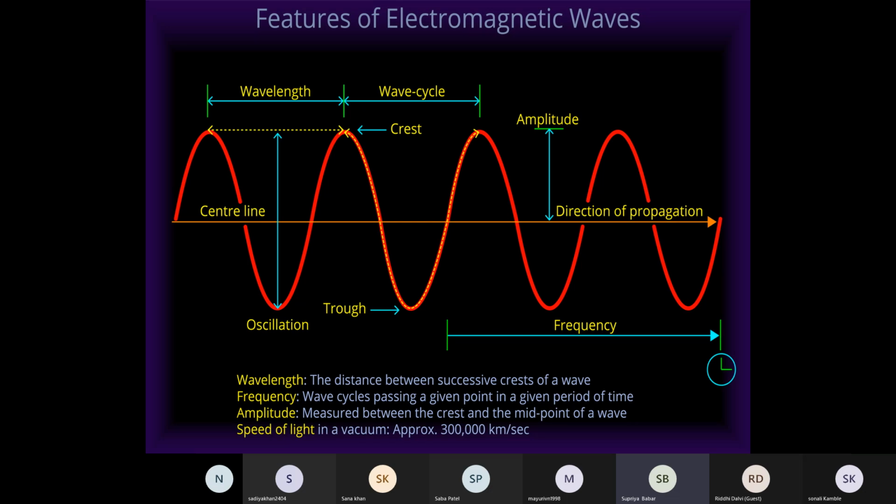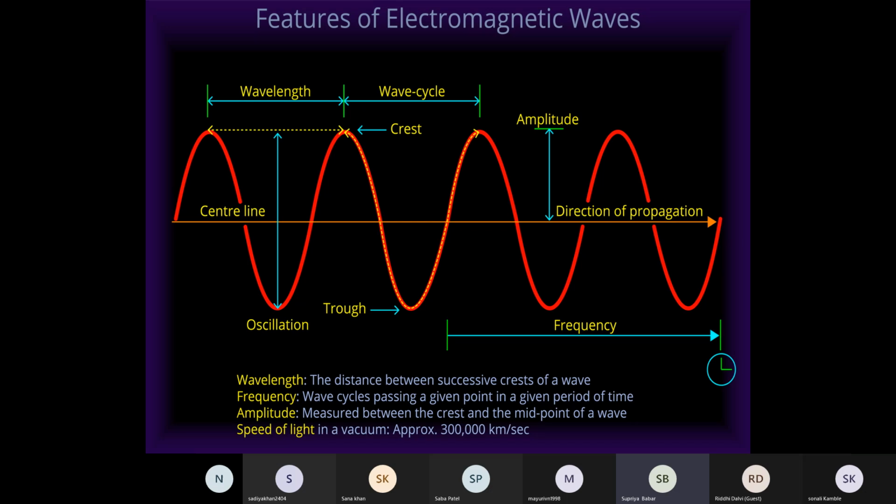And there is an amplitude also. Amplitude is measured between the crest and the midpoint of a wave. See, which is the amplitude? From the midpoint of the wave to the crest, the distance between the midpoint of a wave and the crest.